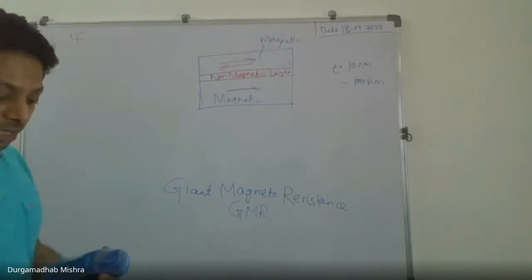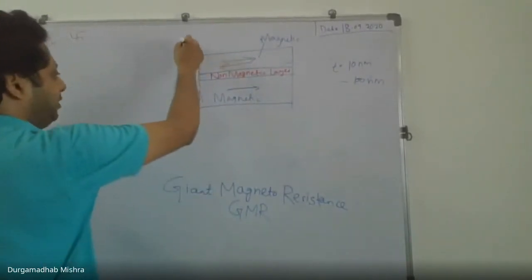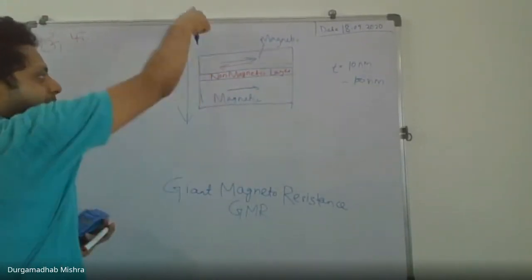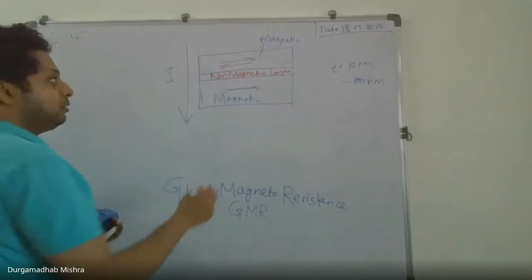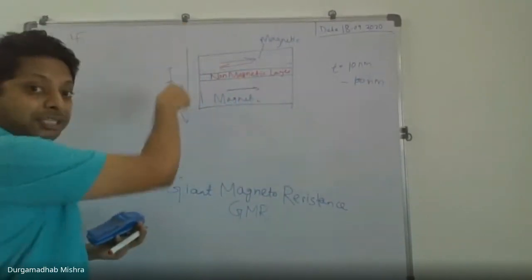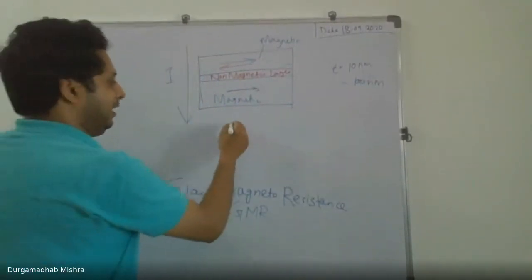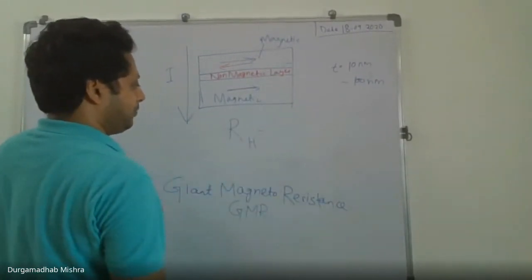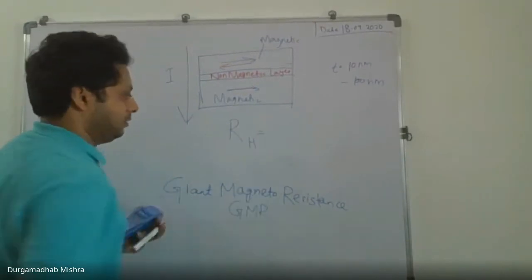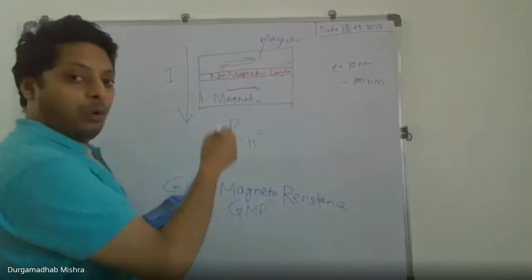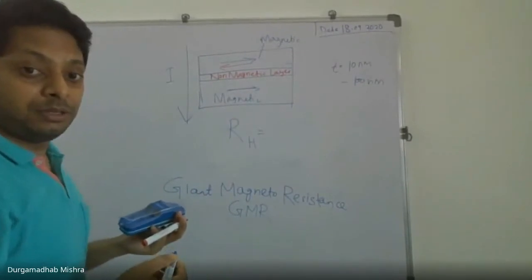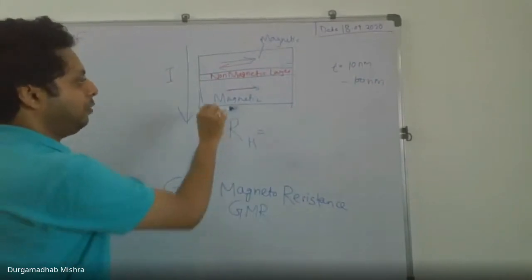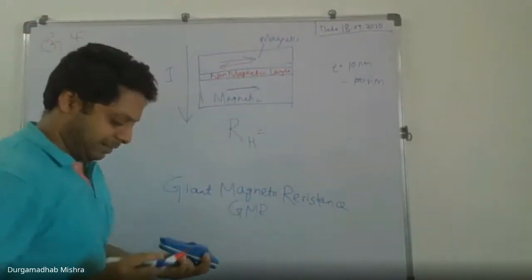So now if you measure the resistivity, you pass a current in this direction, perpendicular to this. Okay, so this is your thin film, and you are passing a current along this. So you will again observe a change in resistance. Okay, this RH will be different from when you have no magnetic field. Okay, so now you can measure the magnetization.